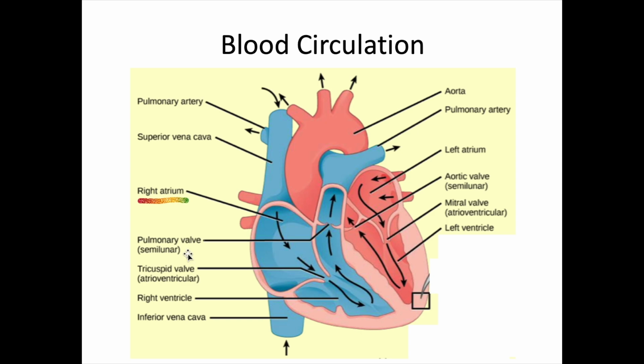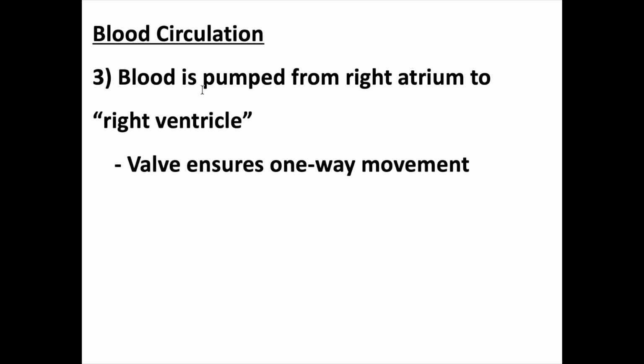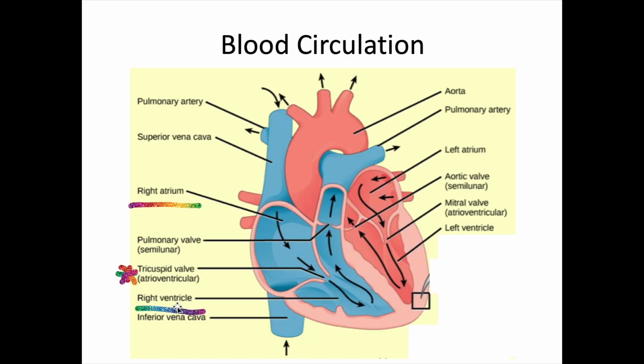So, okay, we've got deoxygenated blood entering into the right atrium. We've got to get this to the lungs so it can get oxygen. But remember, an atrium is not a chamber for sending things out. An atrium is a chamber for receiving things. So we have to pump this blood from the right atrium to the right ventricle. A ventricle is going to send the blood out of the heart.